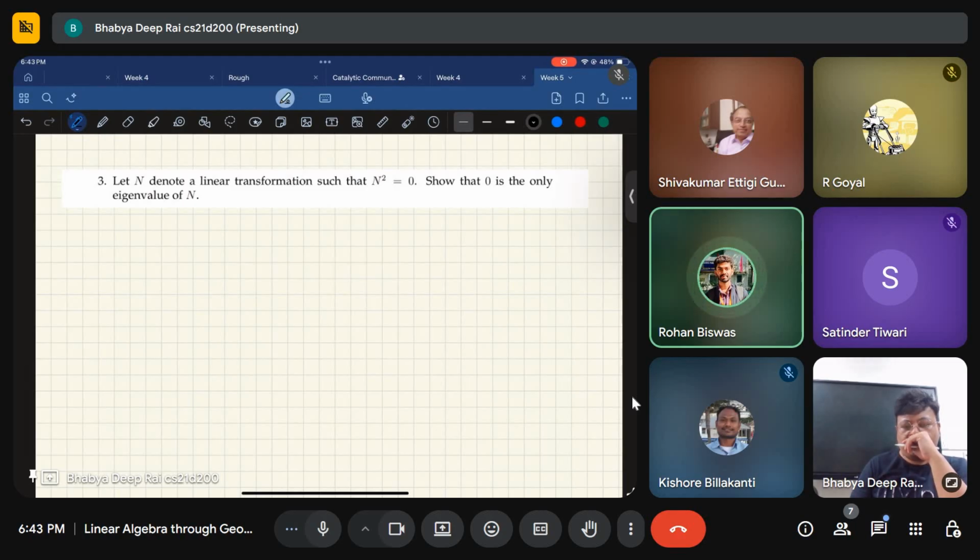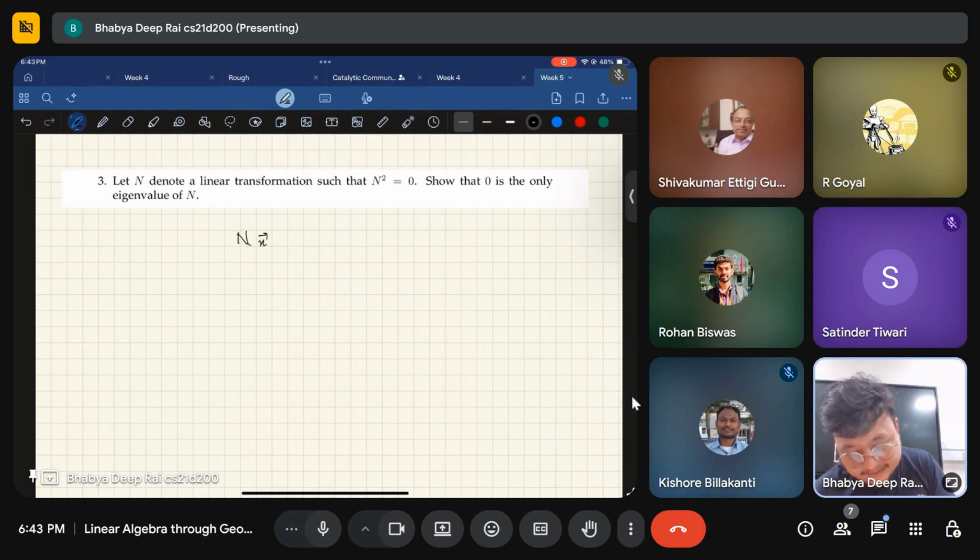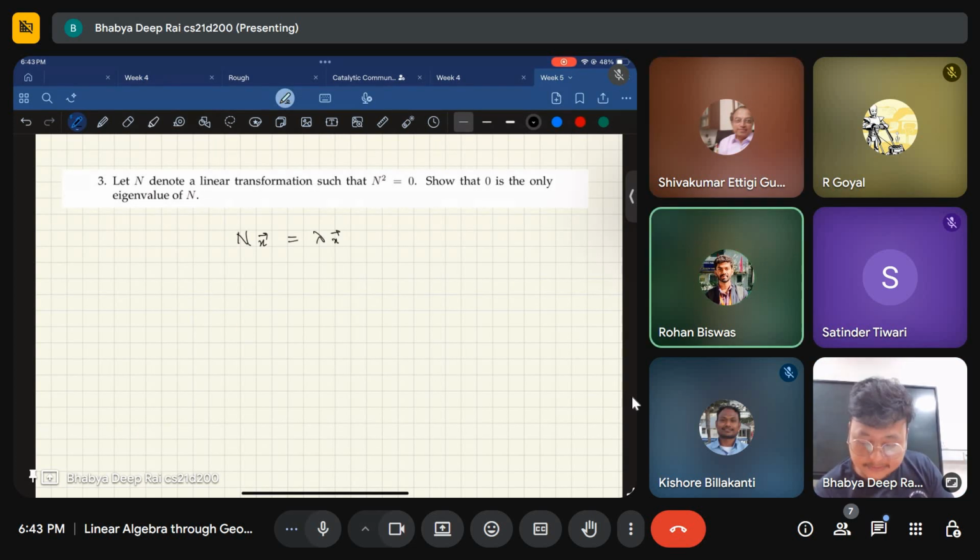Yes, sir. We can use the property of eigenvalues and eigenvectors. Let's say x is a vector. So nx would be lambda x. This is the definition of an eigenvector, where lambda is our eigenvalue. We'll just multiply n with both sides.